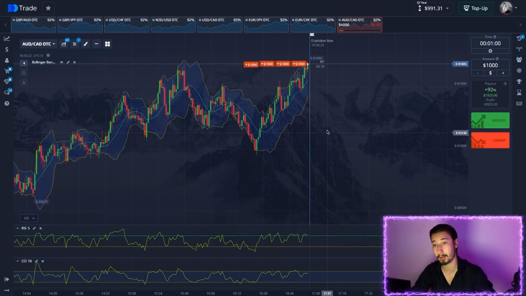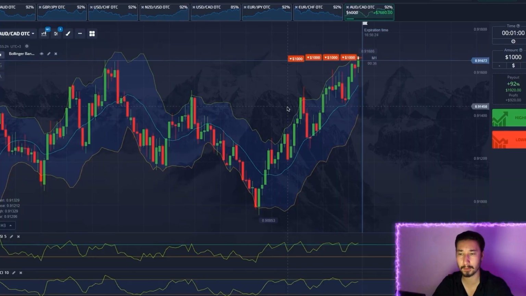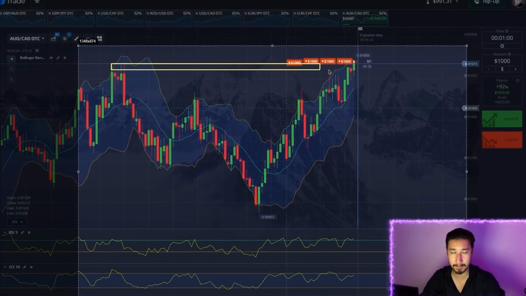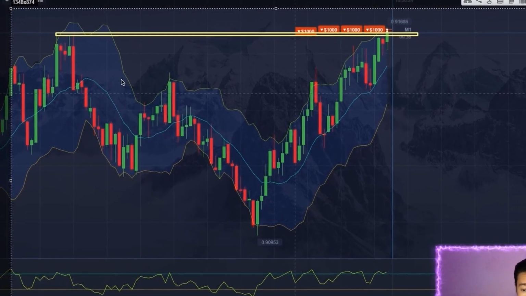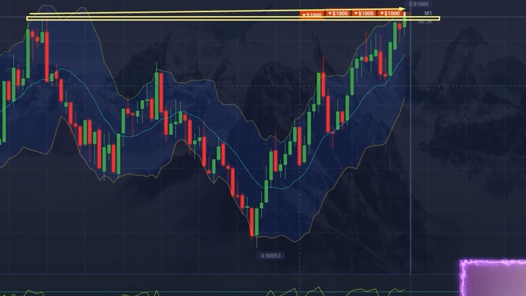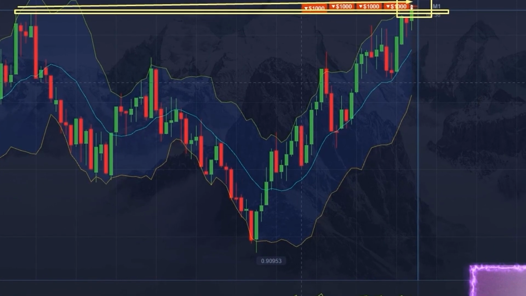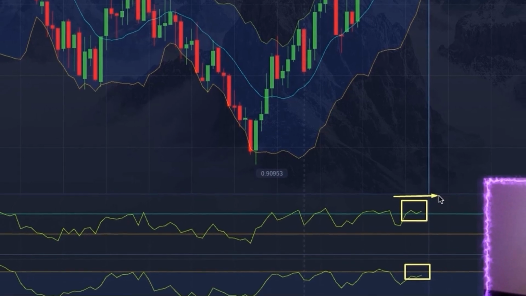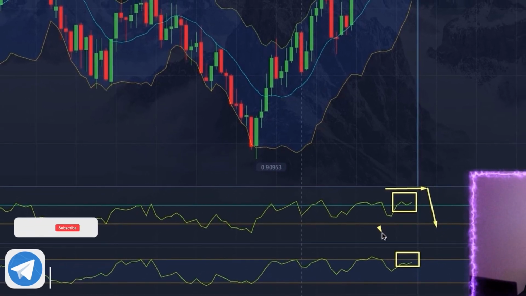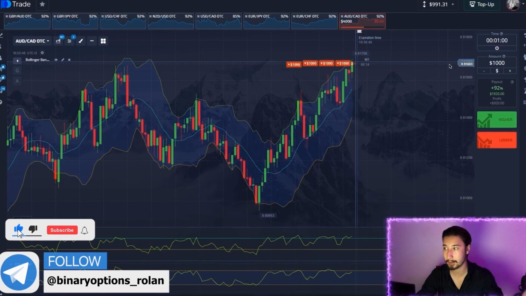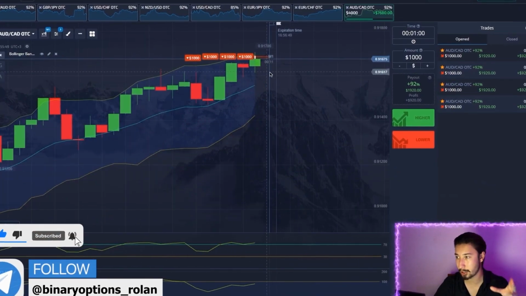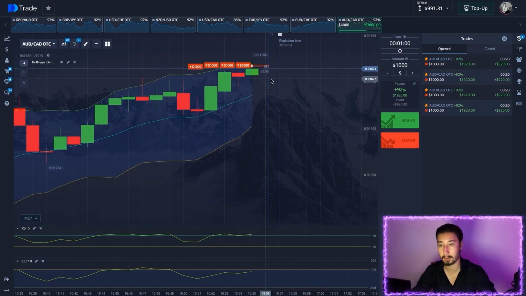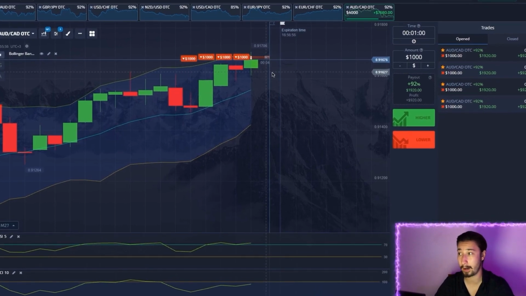Positions are opened according to the same principle as the previous ones. So the resistance area has been broken, formation of a new local maximum, touching of the upper Bollinger Band, and I will expect again an exit from the overbought area according to the RSI oscillator. So that's it, guys. Just use this strategy. Use this principle, open shorts, and you will be in profit. So let's look at the results and wait.